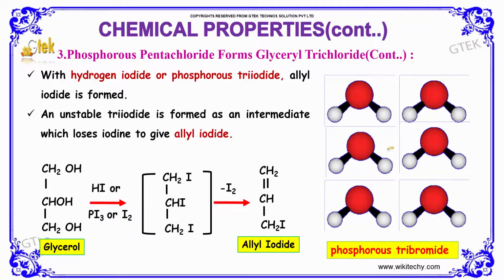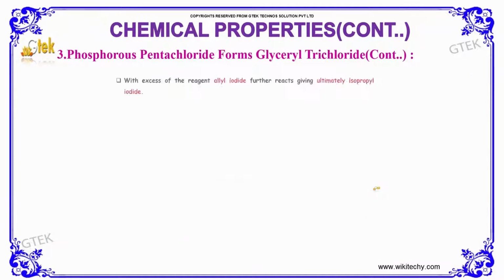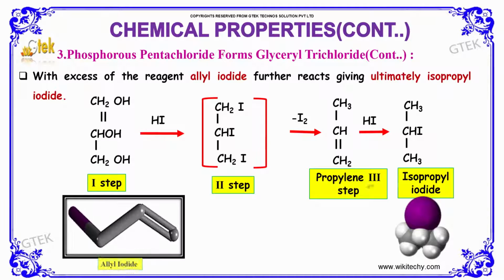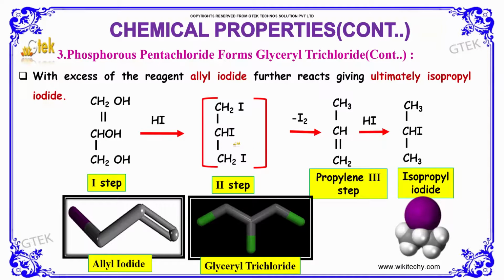This is a three-dimensional structure for phosphorus tribromide. With excess of the reagent, allyl iodide further reacts, giving ultimately isopropyl iodide. The first step is the removal of this double bond by the addition of hydrogen iodide. The second step involves the removal of iodine atoms.